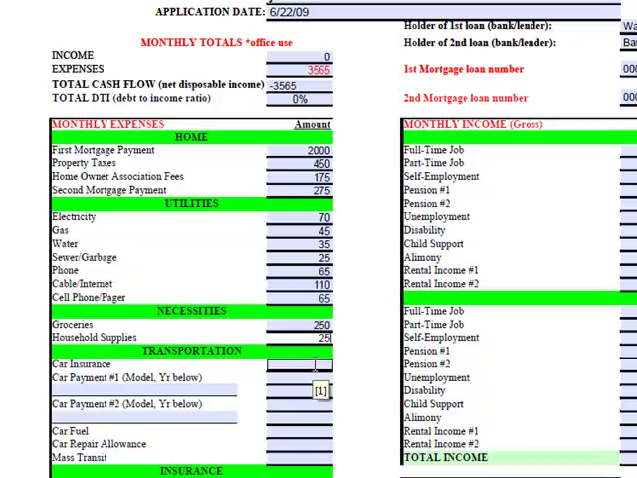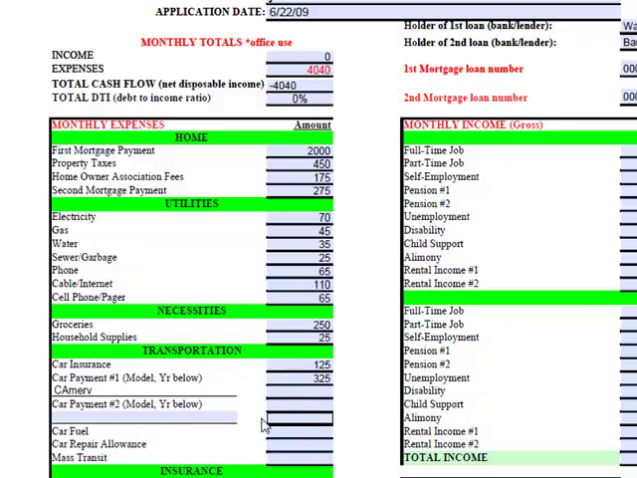Now, how many cars do they own? Transportation. Do they own a car? Yes, they do. Car insurance, $125 per month. They have a car payment of $325, and this particular person drives a Camry. So we're going to put Camry.